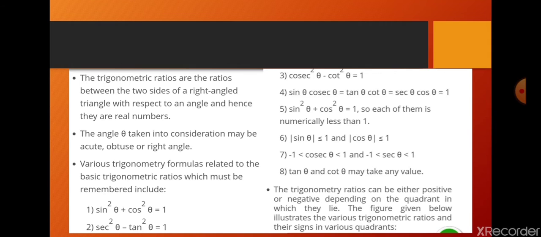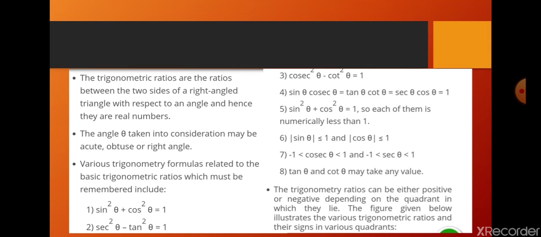Moving on to the next point, sin theta into cosec theta equals tan theta into cot theta equals cos theta into sec theta equals 1. This means cosec theta equals 1 by sin theta, tan theta equals 1 by cot theta, and sec theta equals 1 by cos theta.